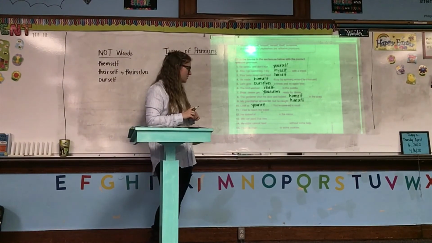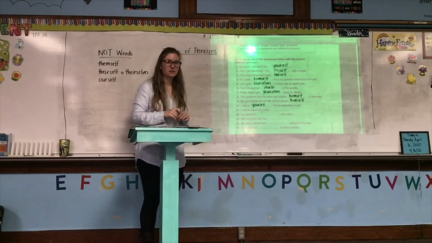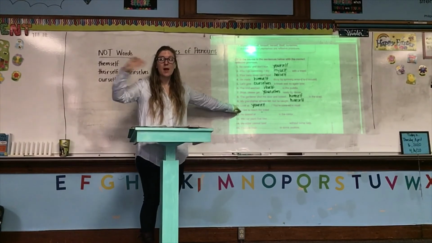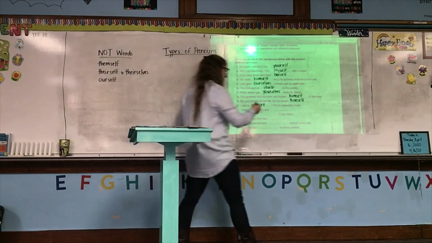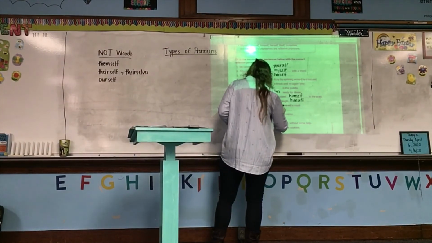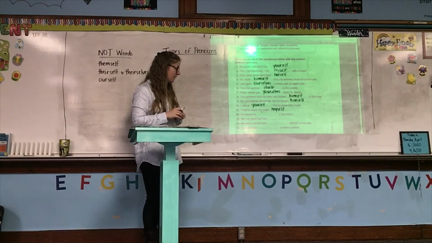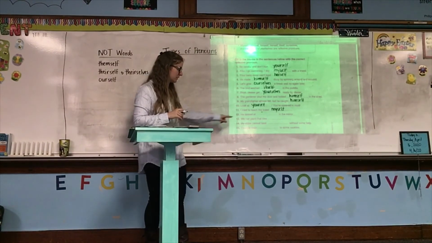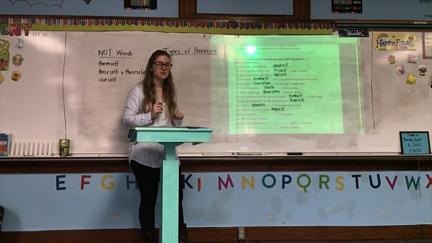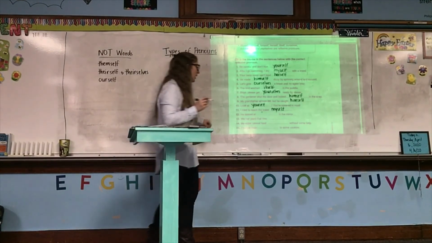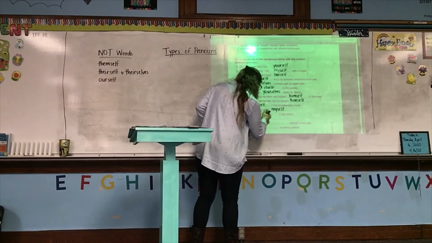Number 11, I tried to reach the towel blank. Well, I is the subject, so I'm doing the action to myself. I tried to reach the towel myself. Number 12, he looked at blank in the mirror. We have he as the subject, so if he's doing it to himself, it means he looked at himself in the mirror.